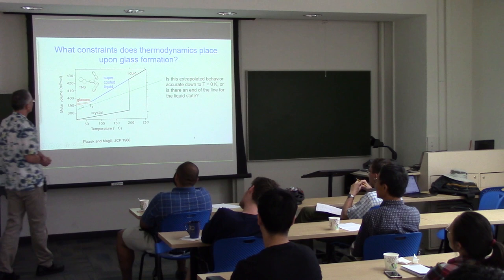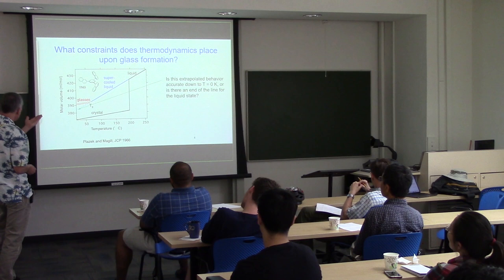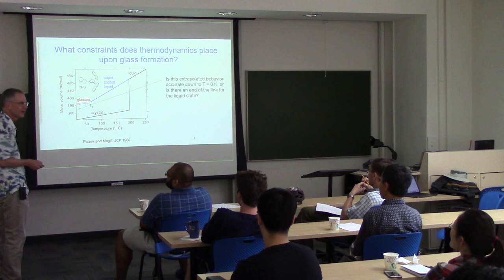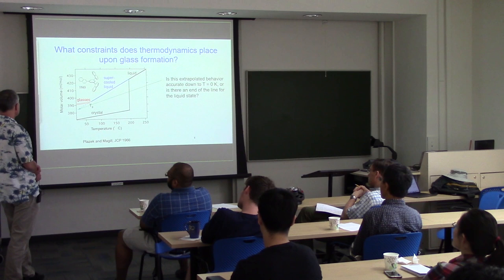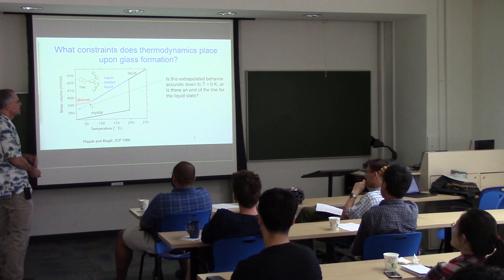If you look at that plot there, you might think, well, you keep cooling slower and slower, and if you had enough patience, why not stay on that blue line forever and just keep going there? So that would be one possibility. But it turns out we think that's not true. We think there's really an end of the line. There is a densest possible amorphous state for this temperature, and it's a thermodynamic restriction that gives us that impression.